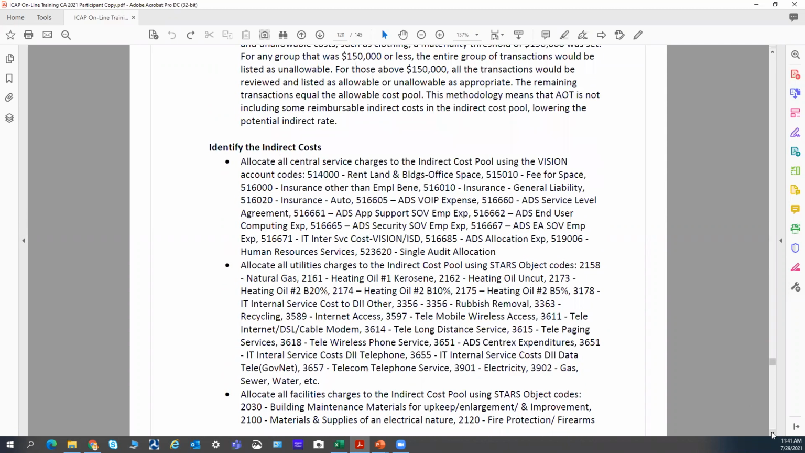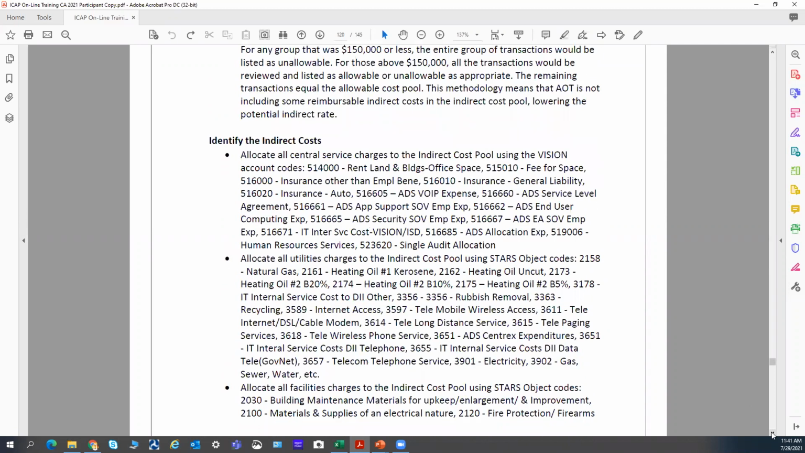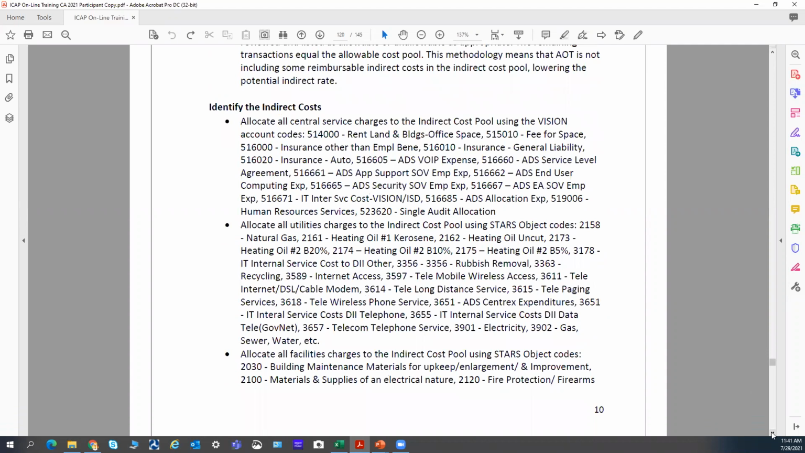Okay, this is kind of where they went. Okay, no, not necessarily here. Let me get this section and then I'll go into their SOP part, which I thought was impressive. Not required though. Okay, so identifying the indirect costs.